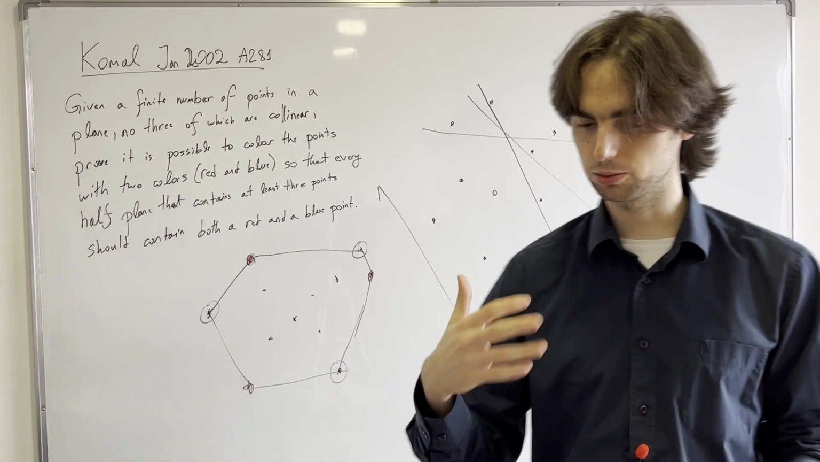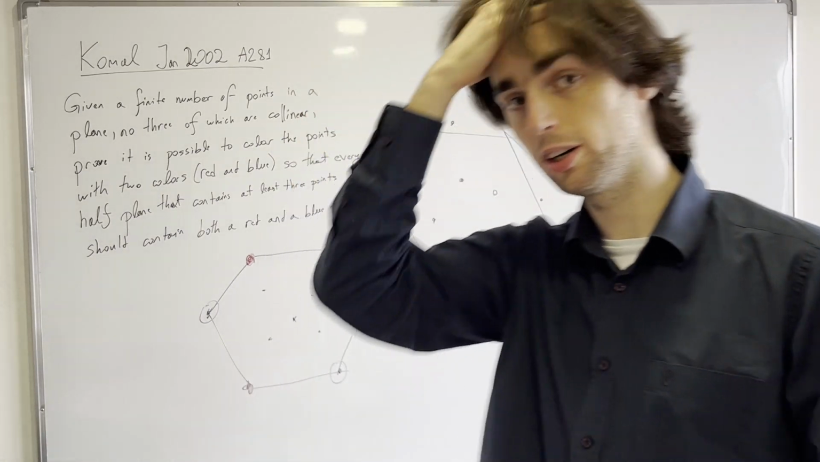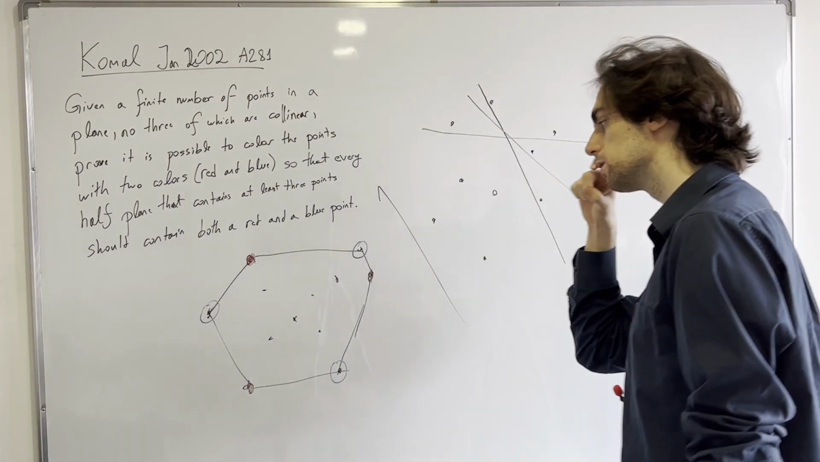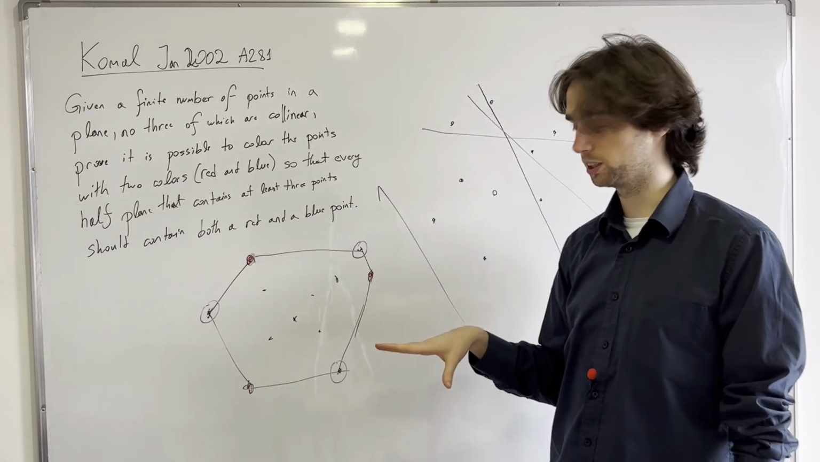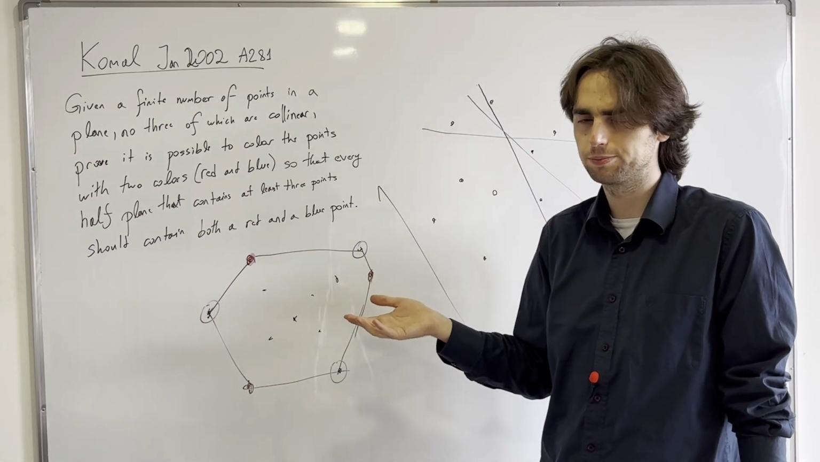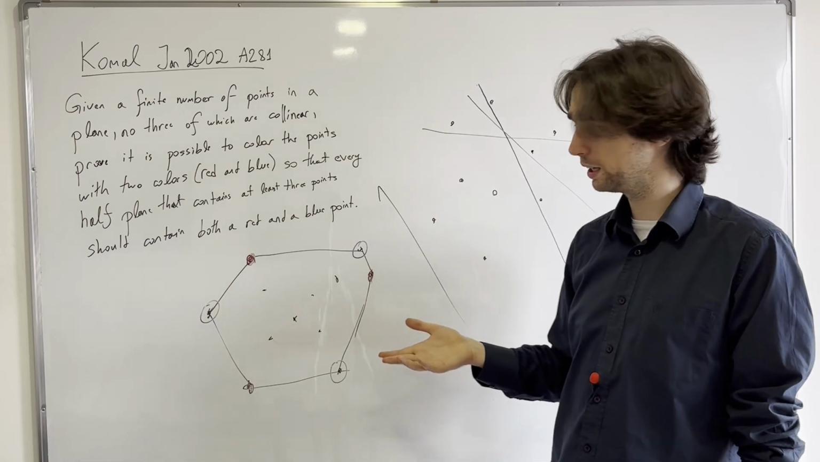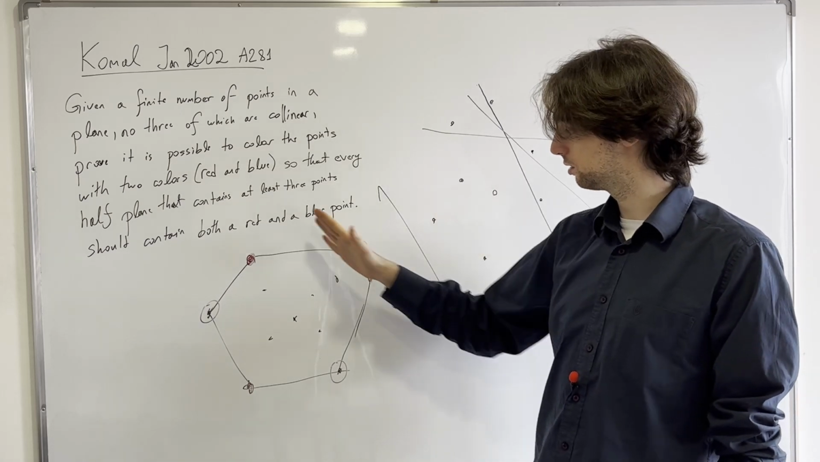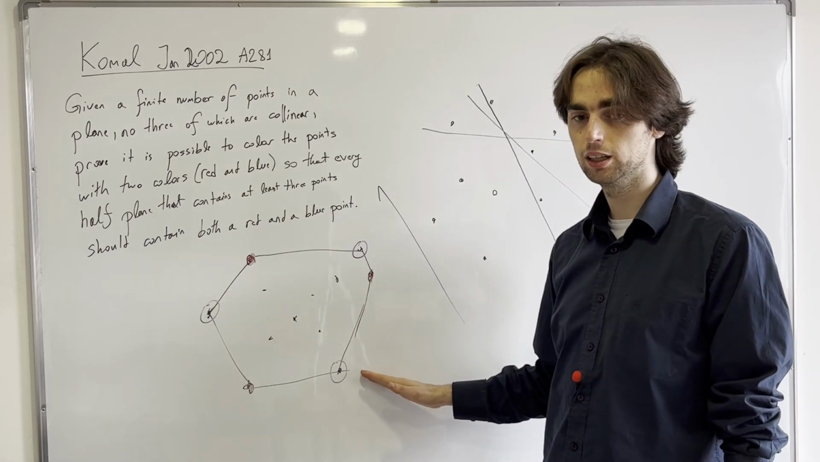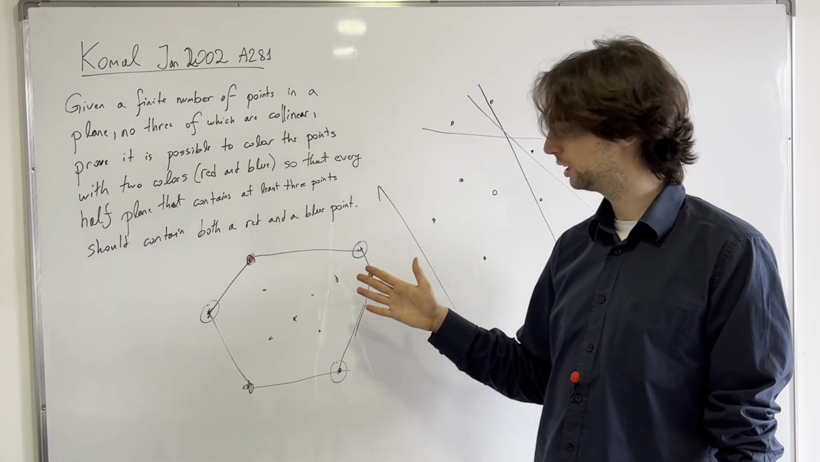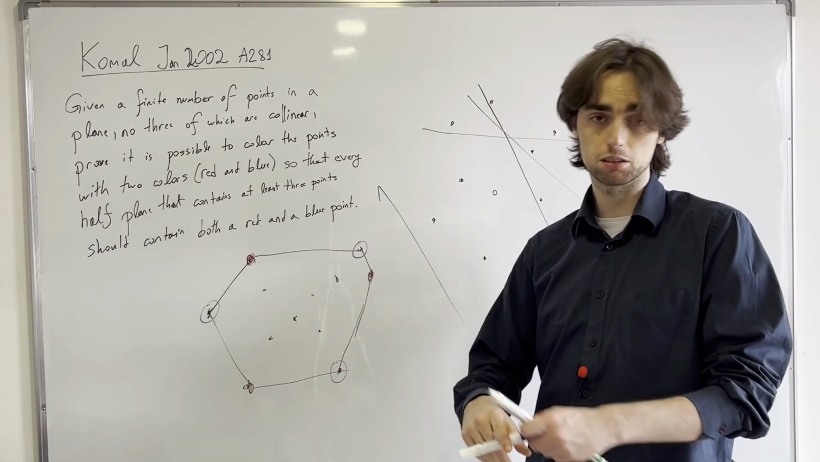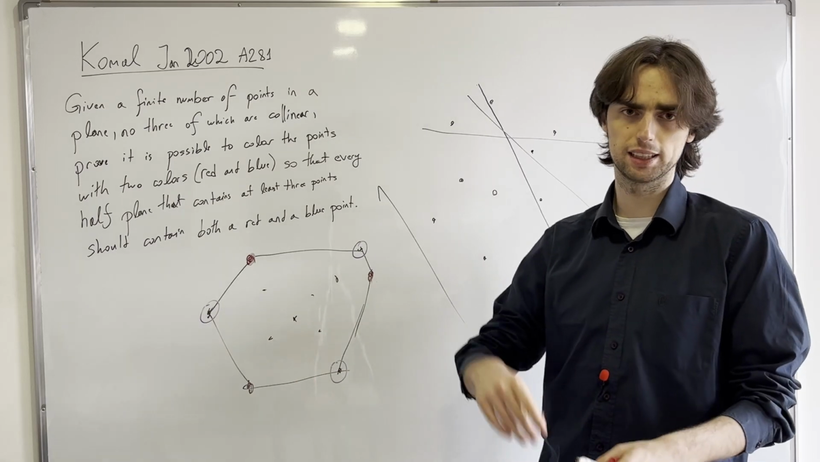I invite you to pause for 5 minutes and try to push this problem further. And here's the next step. So if we have an even number of points here on the convex hull, we're pretty much done. The reason why is because no matter what line you draw, if it contains 3 points in the half plane, it will contain at least 2 points from the convex hull.